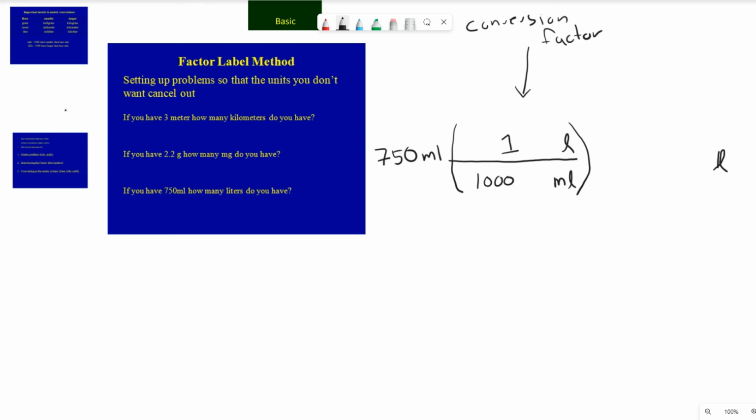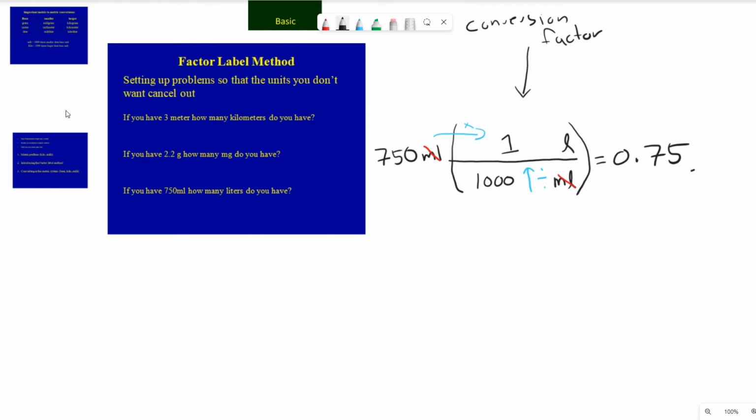Now we've got our problem set up so that the units that we don't want will cancel out. Milliliters cancels out with milliliters. And now you just multiply across and you divide up. It's the same way every time. Once you learn this method, it becomes second nature to you, and it gets very simple. So now we'll take 750 milliliters times 1, which is 750, and then we'll divide it by 1,000, which will give us 0.75 liters as the answer.